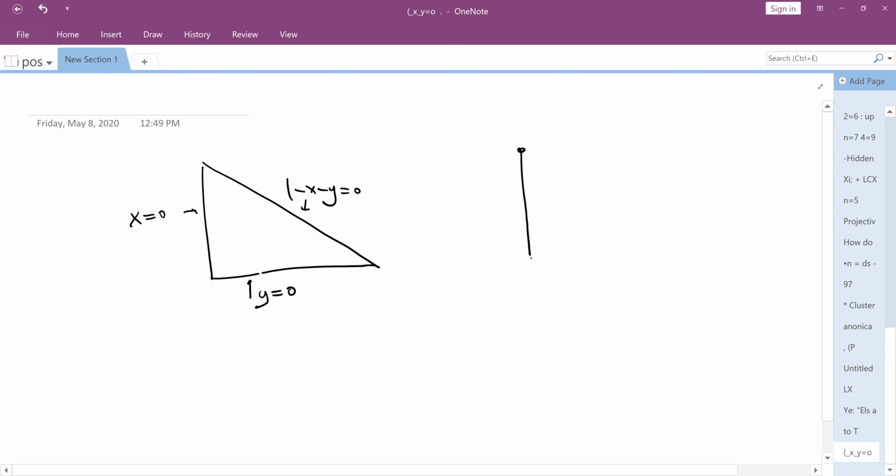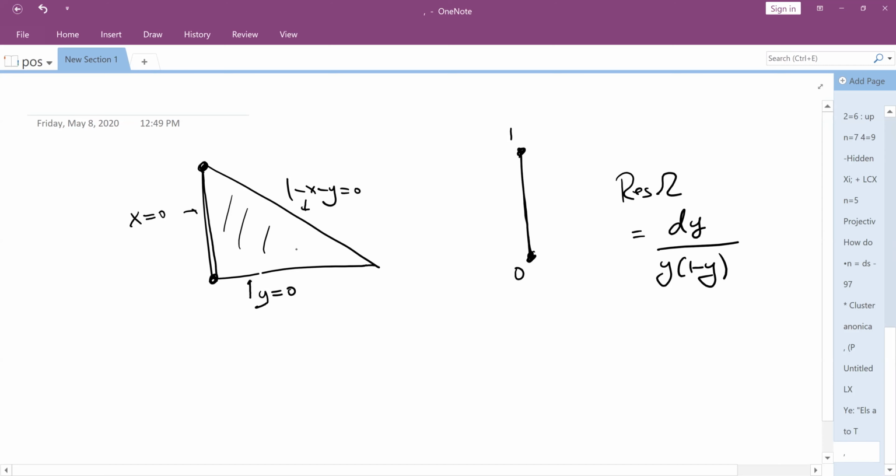So if I take the residue as x goes to 0, I get dy over y, 1 minus y. And notice that that's exactly what we saw was the canonical form for this interval. So in other words, the form lives everywhere in this whole space. Omega is defined everywhere.